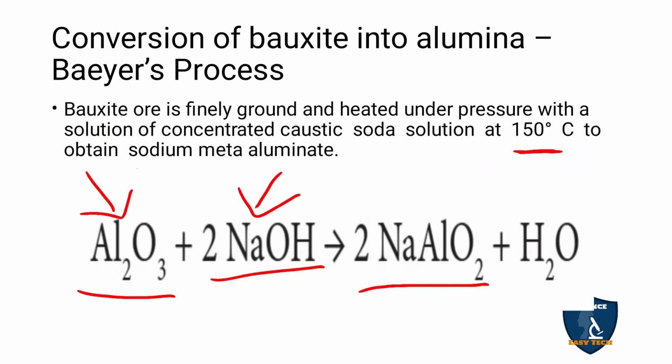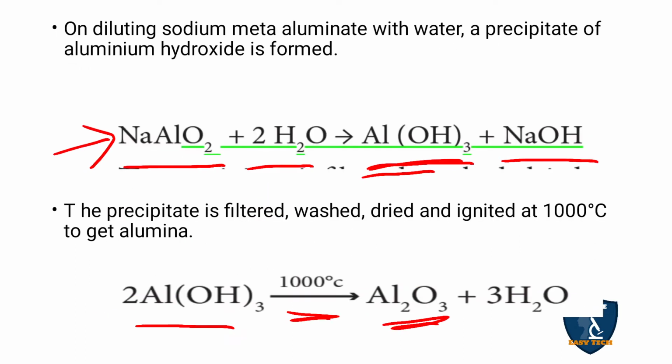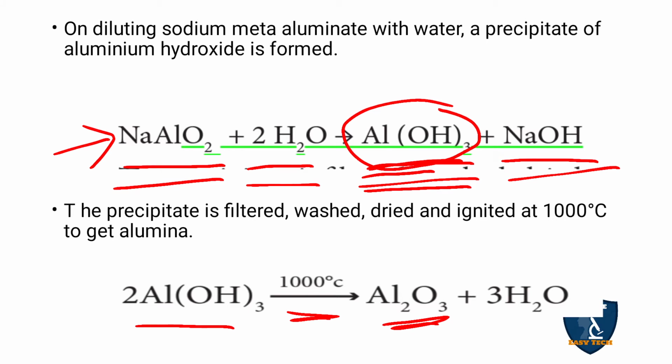So in Bayer's process, the first step is that bauxite, Al2O3, reacts with NaOH to give sodium meta-aluminate plus water. Now that sodium meta-aluminate is treated with water to dilute, you get sodium hydroxide and aluminium hydroxide. The aluminium hydroxide is washed, filtered and ignited, heated at 1000 degrees Celsius, to get alumina. So this is one process.